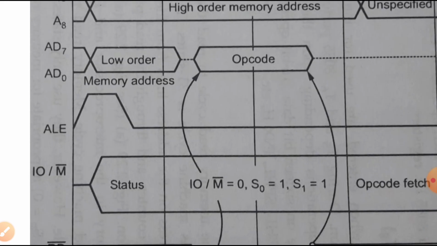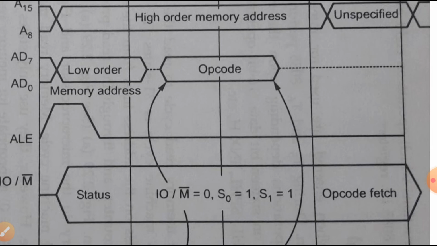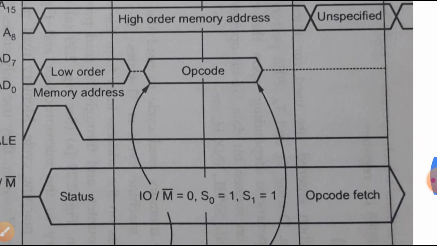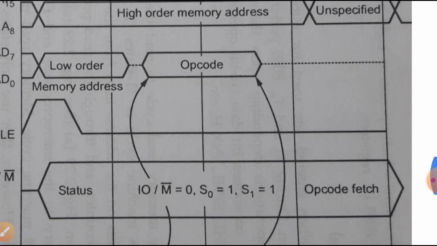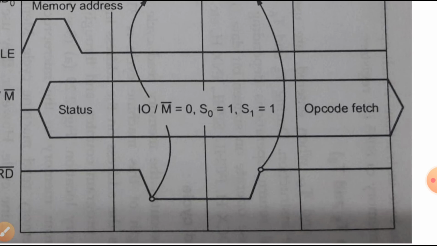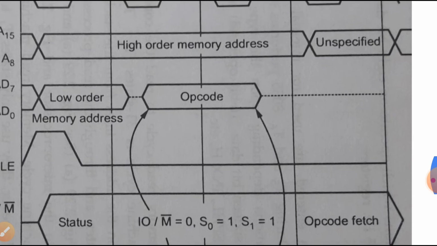What happens in T3? During T3, the 8085 loads the data from the data bus into the instruction register and raises the read signal high, which disables the memory device. This read signal is activated in T2 and deactivated in T3, and whatever is the content of the addressed memory location is placed in T3.